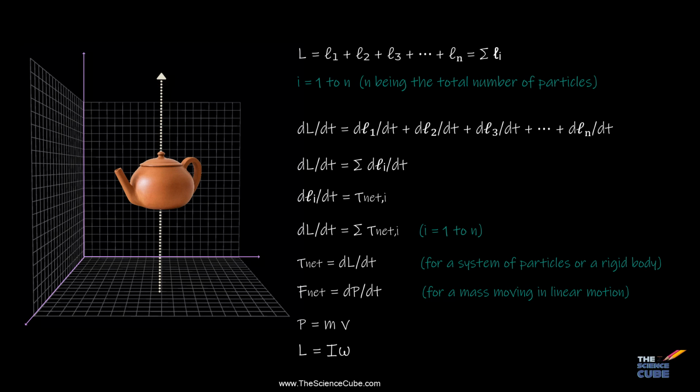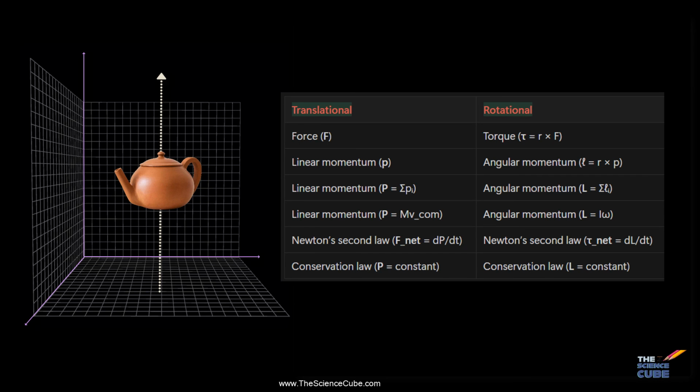So, if you get a little confused with formulas that we use for rotating bodies, it's helpful to draw parallels with linear motion counterparts. So, here's a comparison of key equations in translational and rotational motion that you can also copy from the description below.